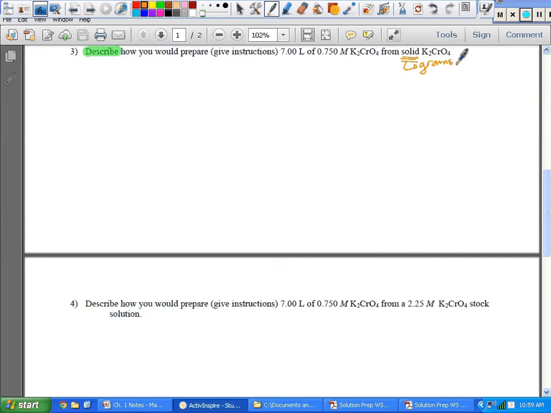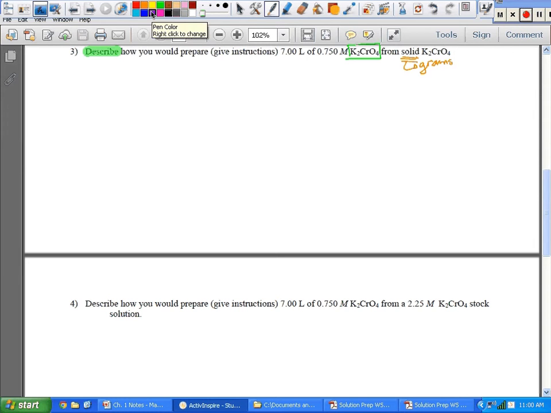If I changed all of that to 7 liters of a certain concentration of sweet tea, it'd be a lot easier in your head, right? Because you know all of those things. But because it says this, you instantly freak out. You instantly have a change of heart because you're like, oh my gosh, this is chemistry and I don't ever want to do it. But before you can describe, you've got to get grams. How do I get grams from what has been given to us?